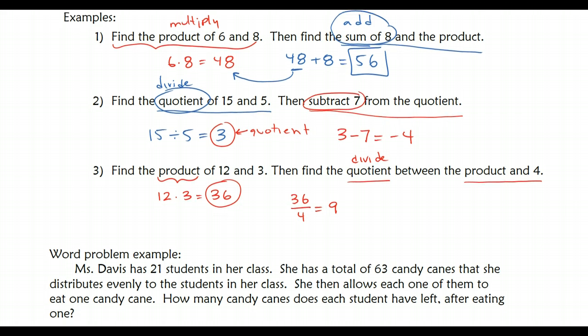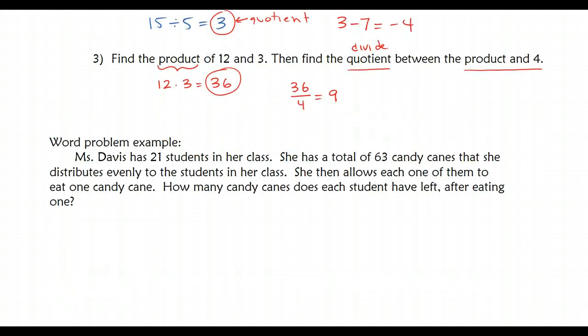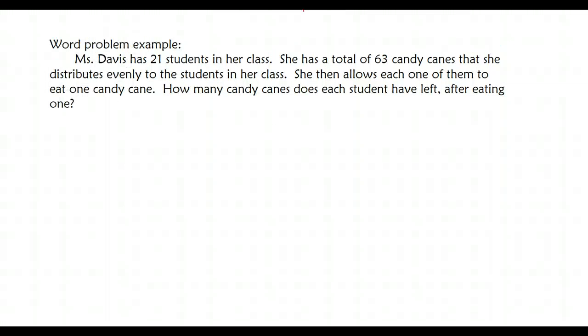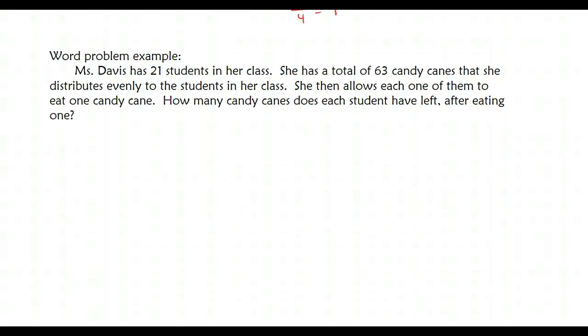Okay, now you're also going to see these kind of problems, so 1 or 2 step problems with whole numbers, in word problems. So let's read this real quick. It says, Miss Davis has 21 students in her class. She has a total of 63 candy canes, I'm going to underline this, that she distributes evenly to the students in her class. She then allows each of them to eat 1 candy cane. How many candy canes does each student have left after eating 1?